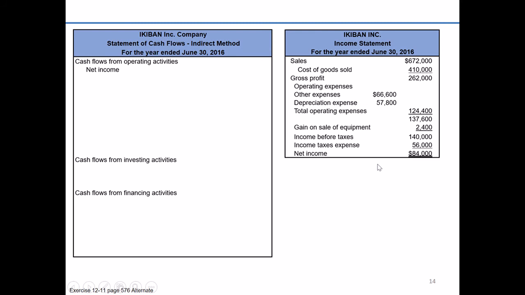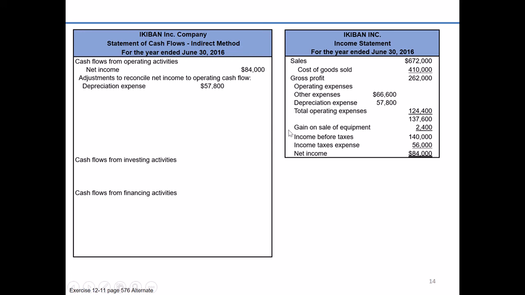Our net income on our income statement is $84,000, so we'll go ahead and transfer that there. Then keep in mind we've got a number of adjustments in order to reconcile that net income to operating cash flow. If you recall, we've got to look at any non-cash expense or revenues listed on our income statement and reverse those. In particular, our first one is going to be depreciation expense. Recall that's a non-cash expense, and since it previously subtracted from net income as an expense, we're going to add it back as $57,800.